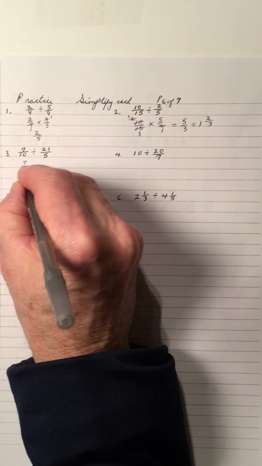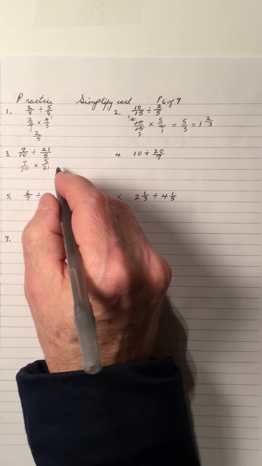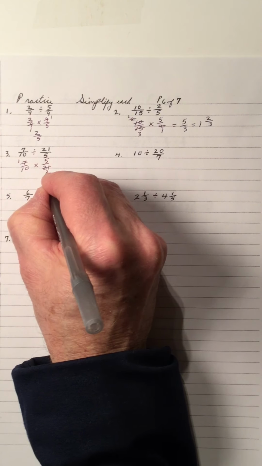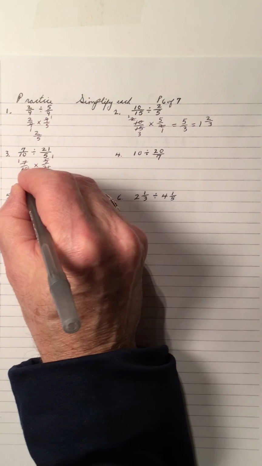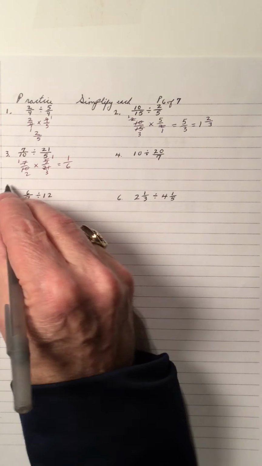Dividing fractions, so I multiply by the reciprocal, which is 5 over 21. Can I cancel? 7 into 7 once, 7 into 21, 3. 5 into 5 once, 5 into 10, 2. That gives me 1 over 6 when I multiply.